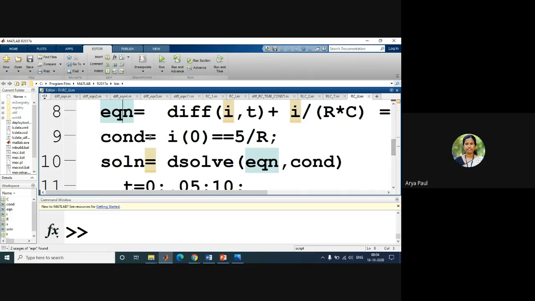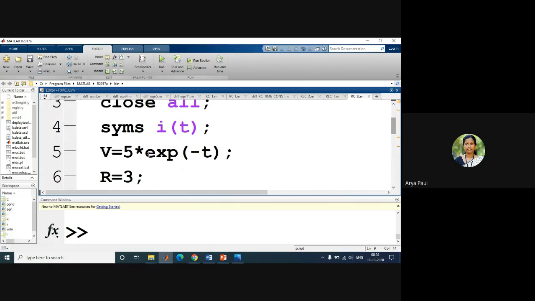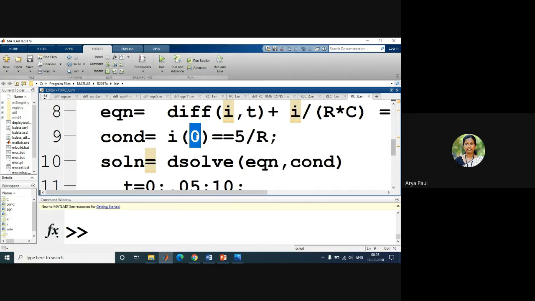Now the initial condition. The initial condition I of 0 is equal to the voltage at time t equal to 0 divided by R. Here V is equal to 5 into e raised to minus t is my voltage. So at time t equal to 0, e raised to 0 is 1. So the initial voltage will be 5. So the initial current will be V by R, or 5 by R. I hope this is clear. So that is the initial condition and you have put the equation.